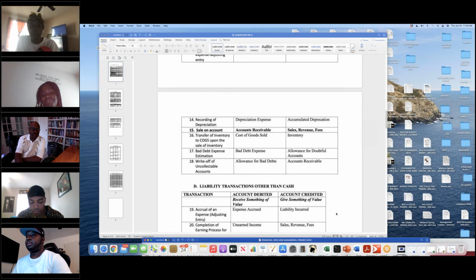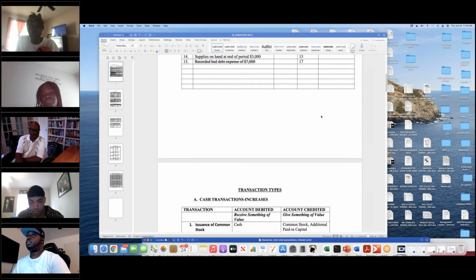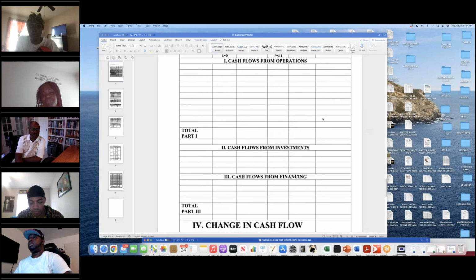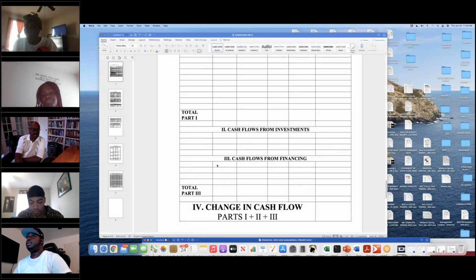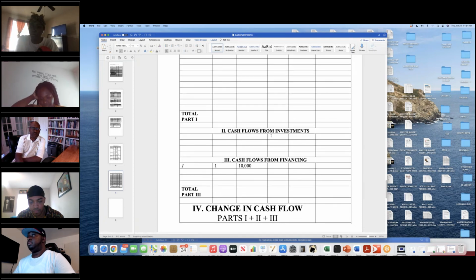So the first one, we already said it goes where? Part 3. Goes in part 3. So you can just go down here and plug it in. We're going to go to part 3. Put 10,000 in right here. It's a type 1, and it's transaction 1. That's all we're doing. Let's do one more.